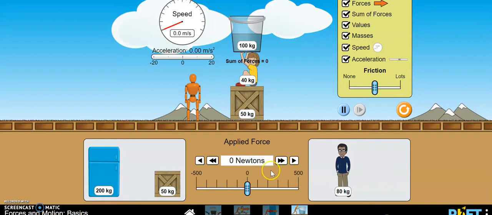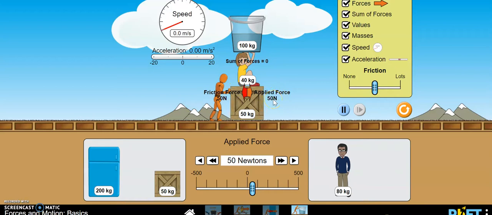First thing to notice, if you push a little bit, right now, the person is applying a force of 50 newtons to the right. Friction is opposing with 50 newtons. And notice the box doesn't move anywhere. Okay? Person pushes a little bit harder. Friction's a little bit bigger. You still haven't overcome friction. Friction is big enough to keep this thing still.